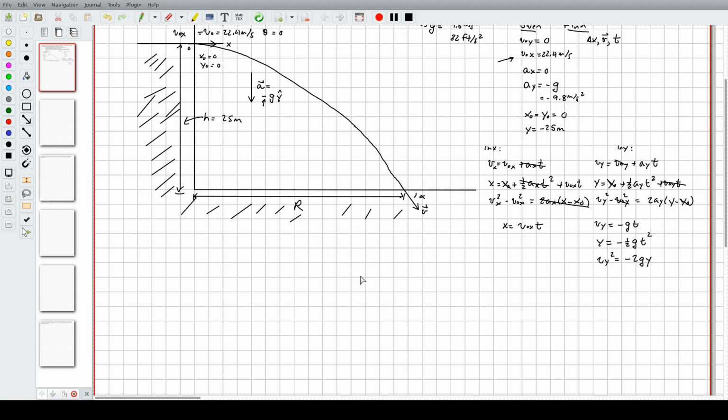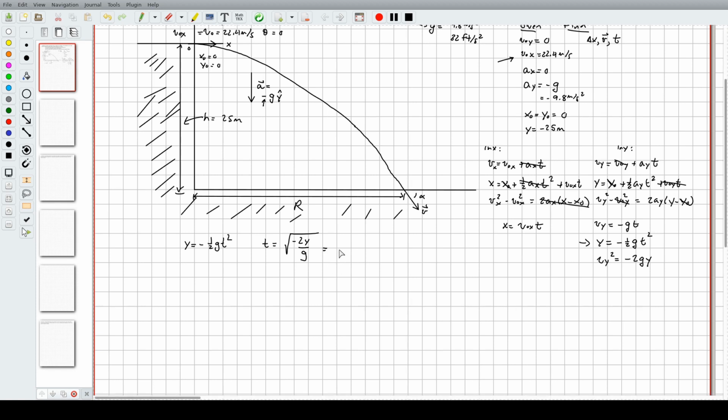So let's see, where should we start? I don't know. Why don't we start with time? So I'm going to use this equation right here to find the amount of time it takes for it to fall and hit the ground. That is y is equal to minus 1/2 g times t squared. I'm going to go ahead and solve for t. t is going to equal the square root of minus 2 times y over g.